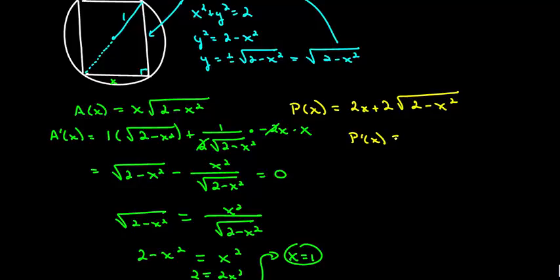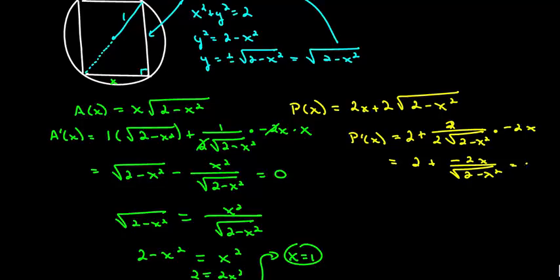So P prime is 2 plus the derivative of this guy, which is going to be 2 times 2 over the square root of 2 minus x squared times the derivative of the inside, which is negative 2x. So that'll be 2 plus negative 2x over the square root of 2 minus x squared. We'll set that equal to 0. So 2 is equal to 2x over the square root of 2 minus x squared. So 2 times the square root of 2 minus x squared has to be equal to 2x.